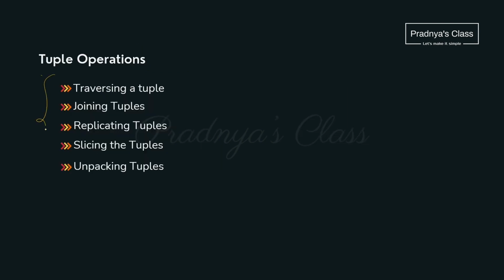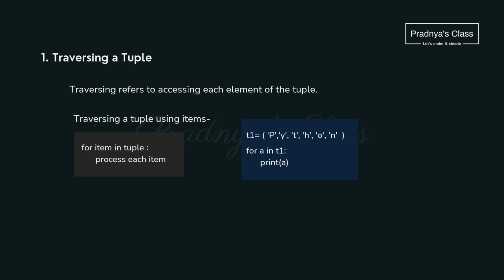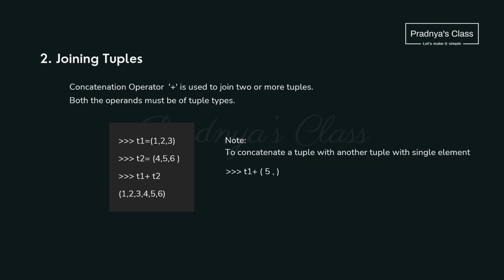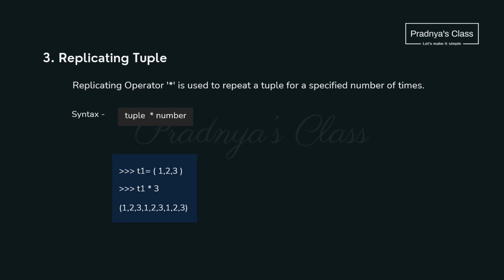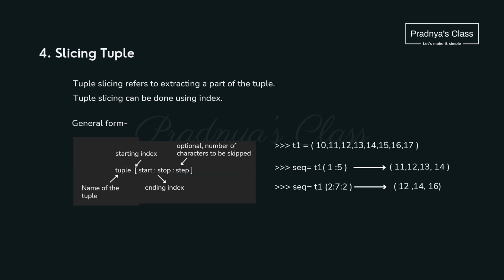Here is the list of tuple operations. The first is traversing. It is just like list. Joining two tuples is also similar to string and list. We can use plus operator to join two different tuples into a single one. Replication operator also works like string and list. Slicing concept is also the same as list and string.